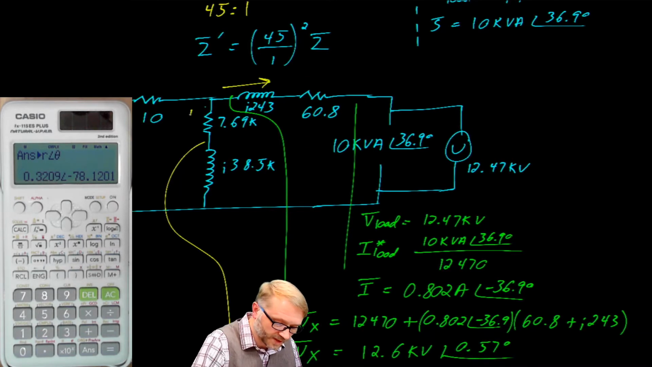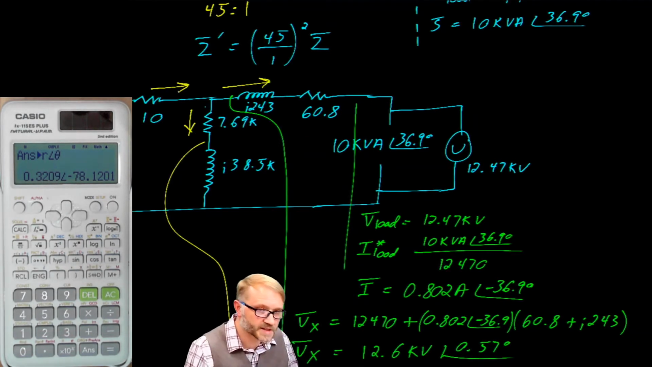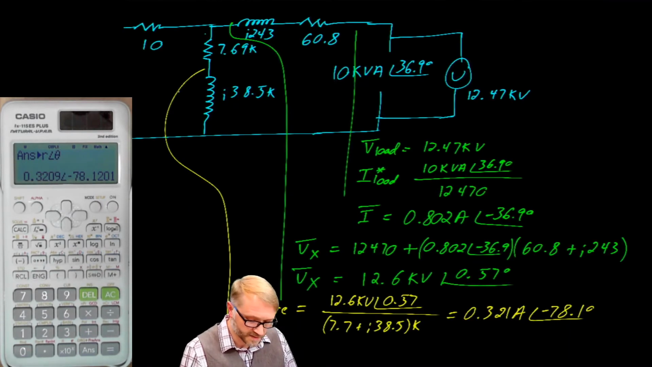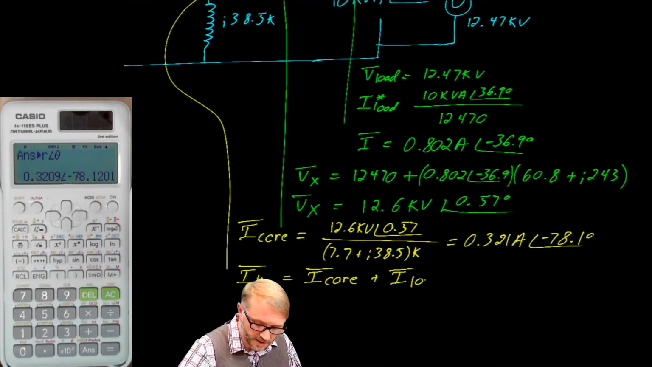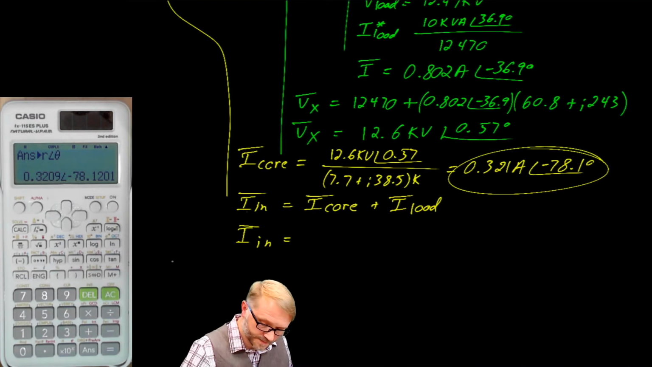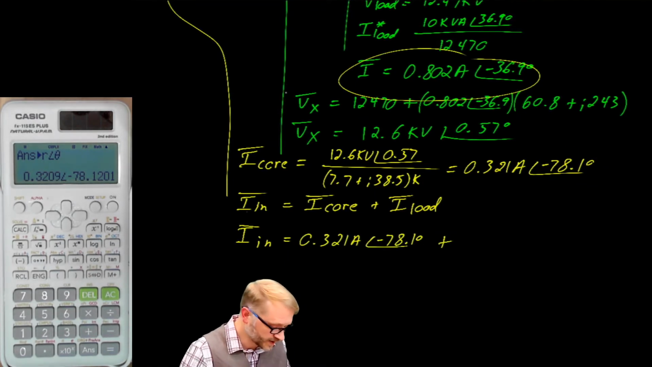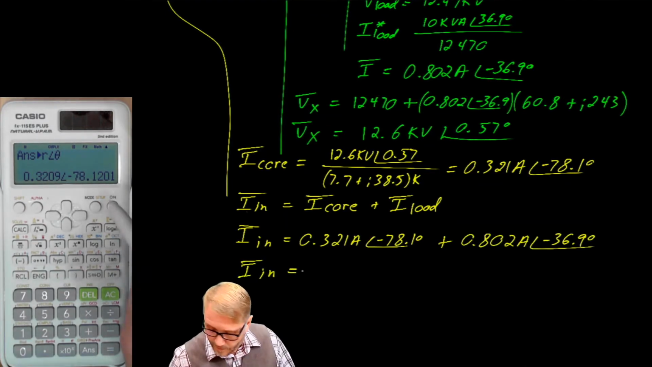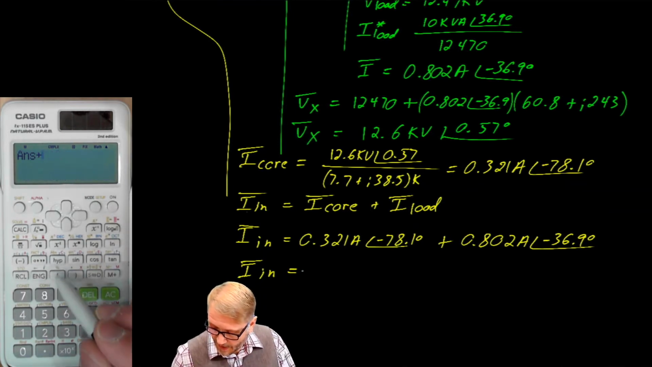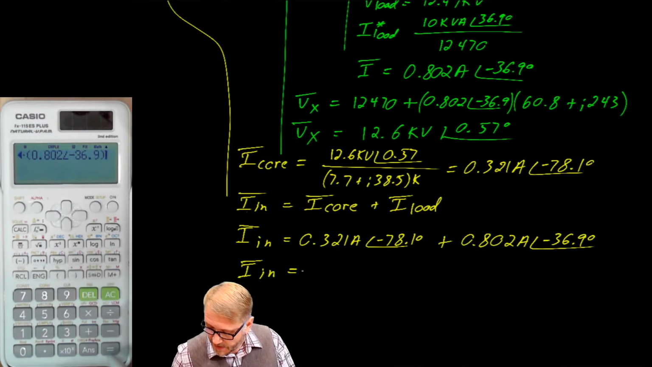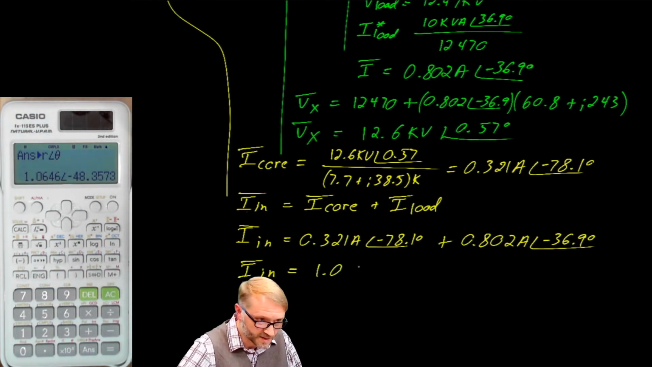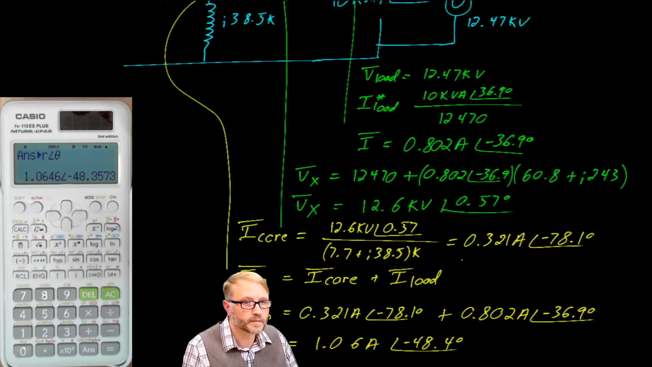Which means we know this current and we know this current. Using Kirchhoff's current law, we'll take the summation of those two, where the goes intos and the goes out of are equal. Our input current is equal to the current in the core plus the current that's going to the load. So our core was here, and our current in the load was here. It looks like we already have the core in the calculator, so we're going to add 0.802 at a phase angle of negative 36.9 degrees. Looks like our input current is 1.06 amps at a phase angle of negative 48.4 degrees.